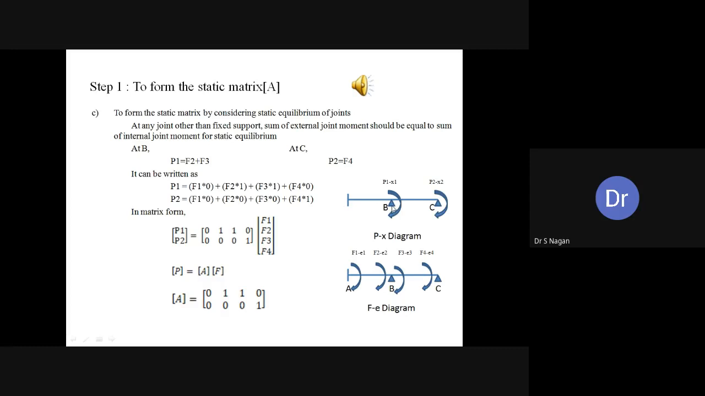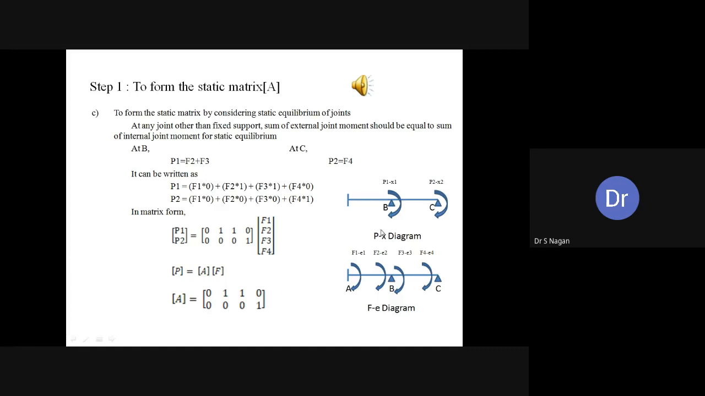Go to the support P. Okay, at support P, the external joint moment we have is capital P1. At joint B, we have internal joint moment F2 and F3. Therefore, P1, as you asked correctly, the doubt there. So P1 should be equal to F2 plus F3. Okay, this is for equilibrium. For equilibrium, external joint moment should be equal to sum of internal joint moment. Therefore, by comparing at B, here we have P1, here we have F2 and F3. Therefore, P1 equal to F2 plus F3.